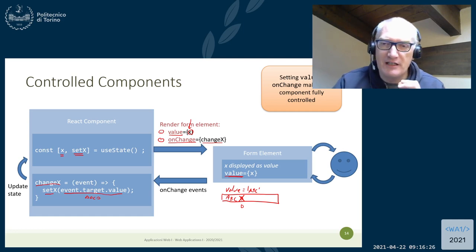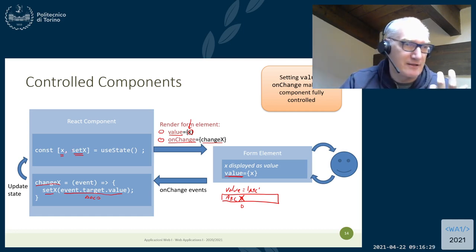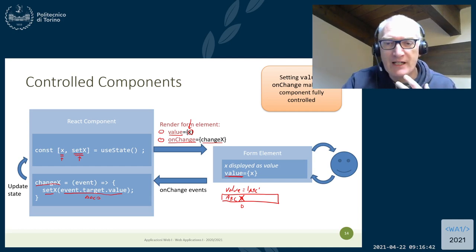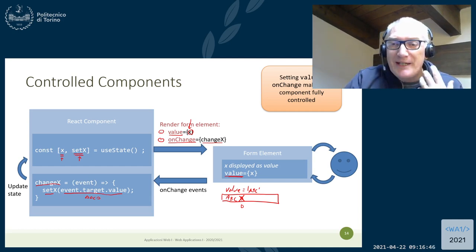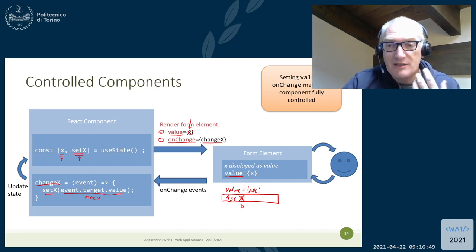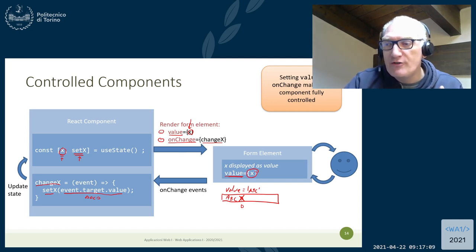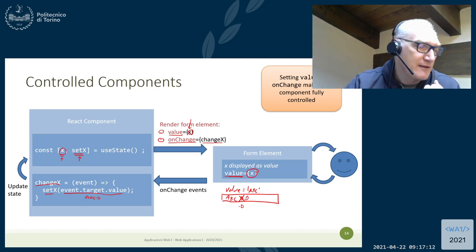SetX, as Alfredo says, is a function that we use to update the state X. Remember, we are using a useState hook, and so we always have a couple of the name of the state variable and the name of the function to update that specific state variable. So usually X setX, Y setY, and so on. So with the setter, we are reading the value that the user tried to change with the D, and we are scheduling an update to the state variable X that contains this new value. And whenever the state update is applied, X will be changed, the component will be re-rendered with the new value of X that at this point also contains the D. And so we close the loop.